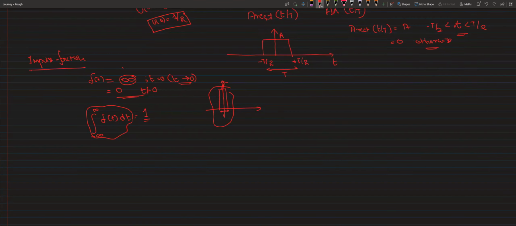Next property, delta of alpha t. What is the value? It is nothing but 1 by alpha times delta of t. This is the scaling property.